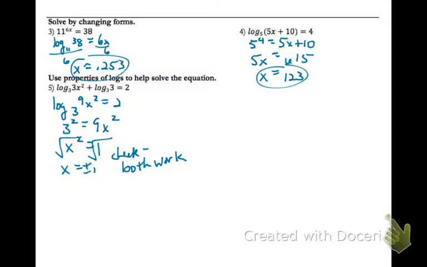For number 3, you can switch forms and then use your change of base divided by 6 so that you'll get approximately 0.253 rounded to thousandths place. Number 4, you can switch forms and you'll get x equals 123. On 5, use the property to condense that log and then switch forms so you'll get x equals positive or -1. You need to check both of them and they actually both work. All right, and that concludes the notes for concept 28.